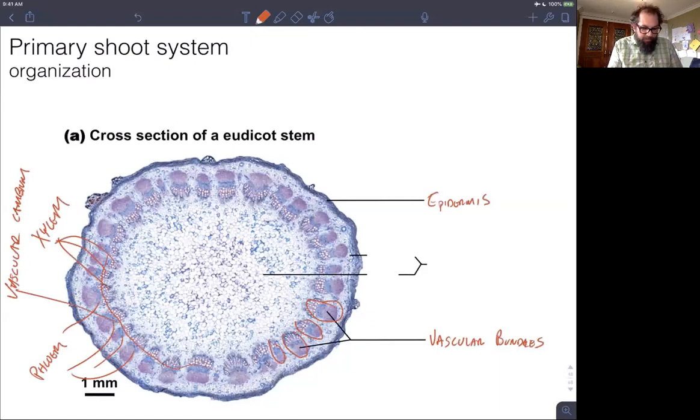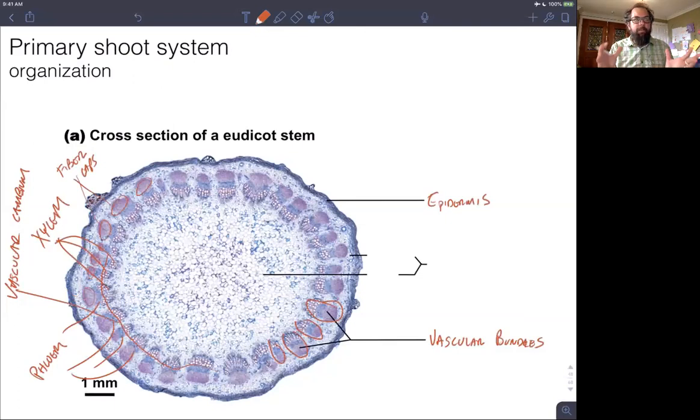Associated with each of these vascular bundles, you see this group of red cells out towards the outer end. These are called fiber caps, and they are often made up of cells that are a little thicker walled, which is why they stain darker, and they provide some structural support to that growing plant. We see the xylem and the phloem and the fiber caps in those vascular bundles separated by that vascular cambium.